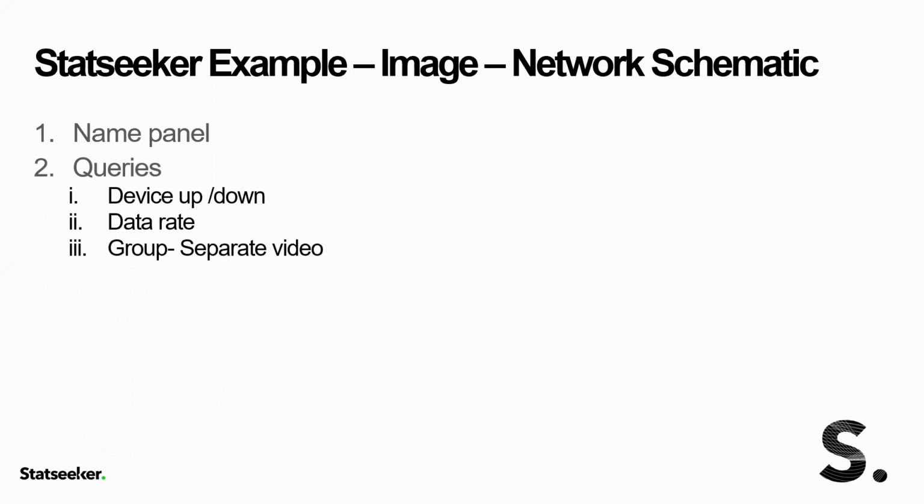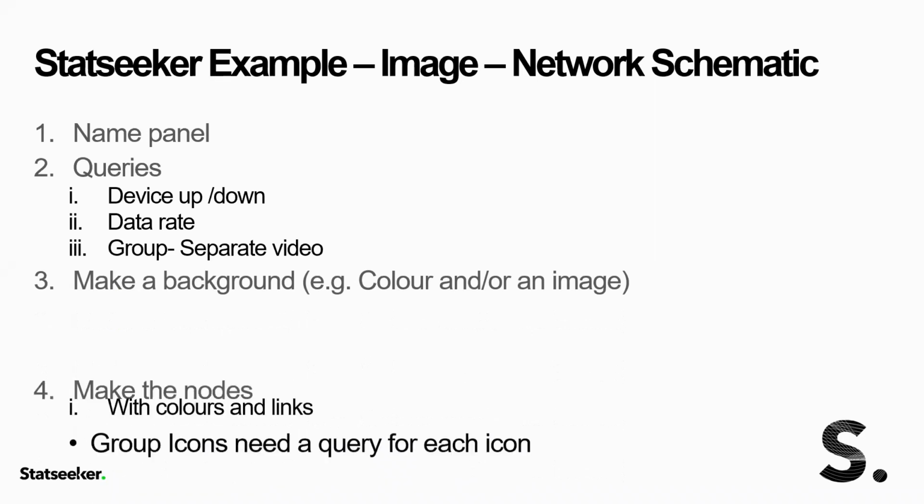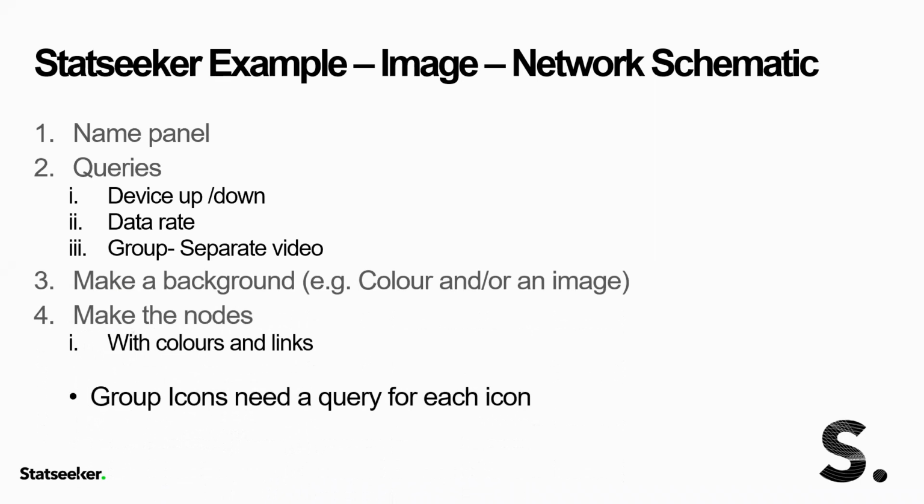Decide which queries you want to show, and they're commonly device up, device down, and the data rate on specific critical links. Decide what background you want, a color or often an image. The image could be connecting lines in a schematic, it could be a floor plan of a building, whatever you choose. And finally, put the nodes on there with the appropriate colors and links, reflecting the status as it dynamically changes, and then be able to drill down onto whichever dashboard suits you. So let's make a start.